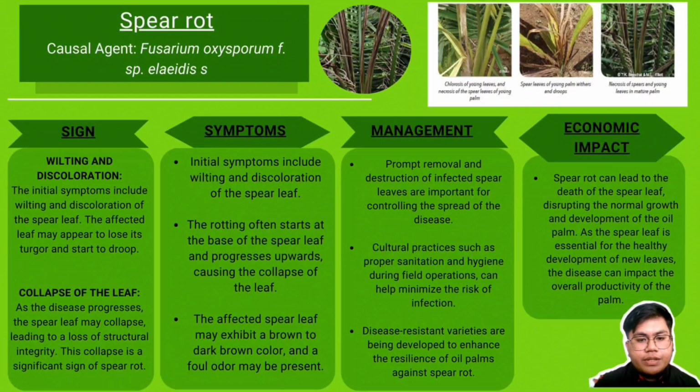Hence, spear rot has the potential to cause the death of the spear leaf, disrupting the normal growth and development of the oil palm. Given the spear leaf's crucial role in the healthy development of field leaves, the disease can significantly affect the overall productivity of the palm.